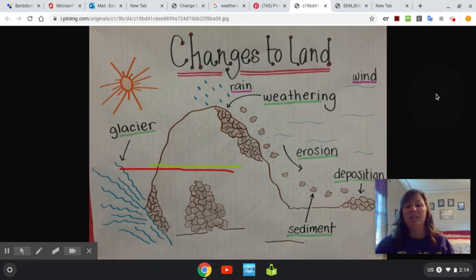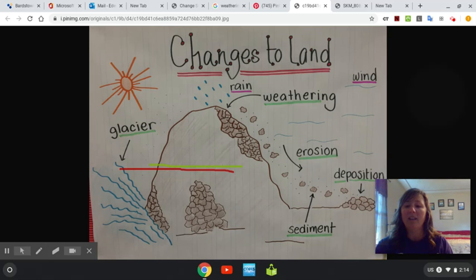And slow changes are what we're going to be continuing on these 2 days. So this is for day one and day two. We're going to review weathering, erosion, and glacier, which are 3 of the slow changes. And I've put up a poster there to help us review.